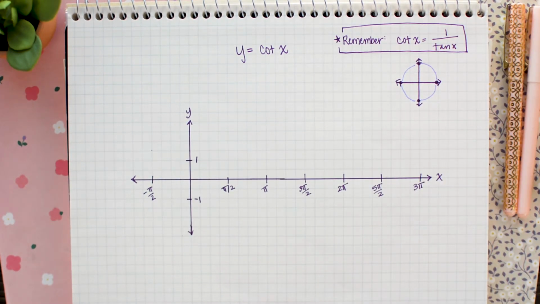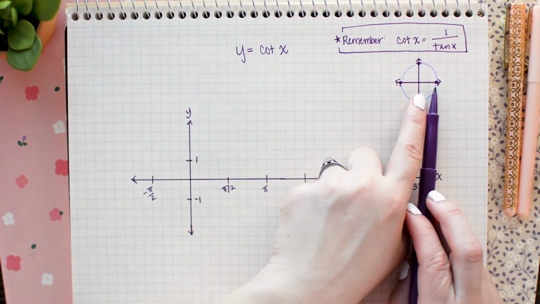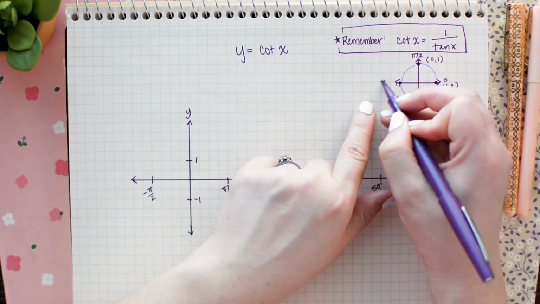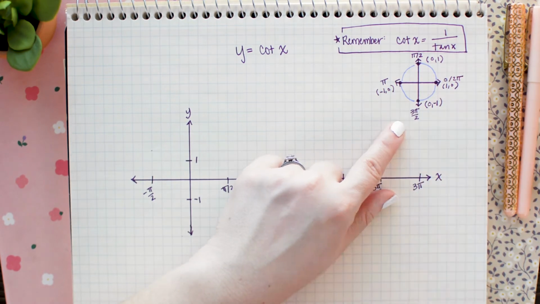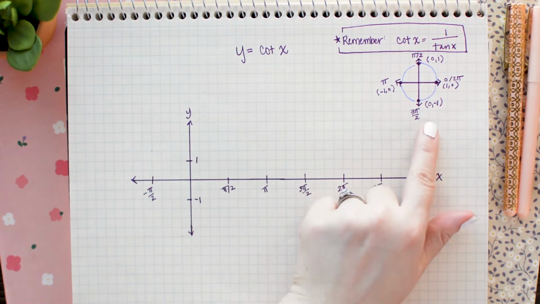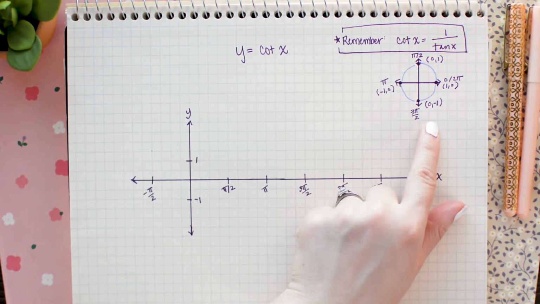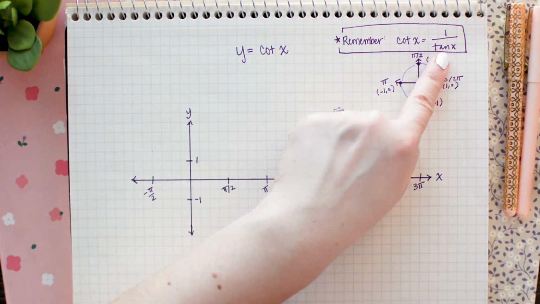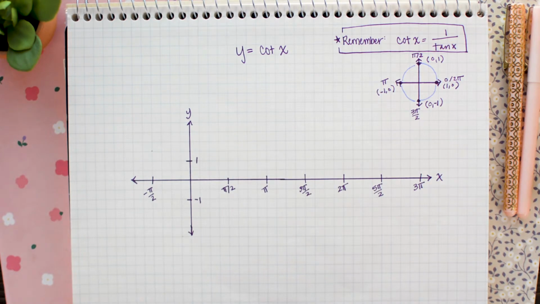So here's my teensy tiny unit circle, and I'm just going to go ahead and mark what the points are on the 4 axes. The reason I'm doing this is because we are going to generate our points on this graph by simply looking at this simplified unit circle. So remember, we said that cotangent is the reciprocal of tangent. Another way to think of that is that if tangent is sine over cosine, then cotangent is the opposite of that. So cotangent is cosine over sine.